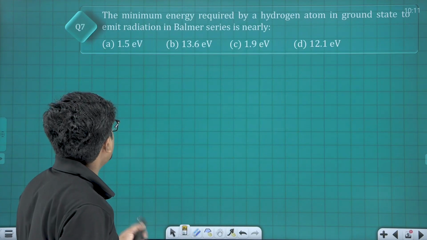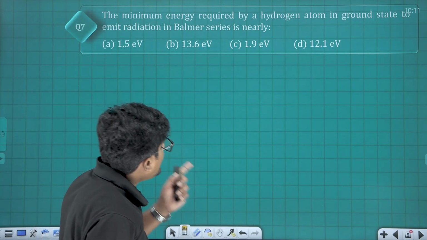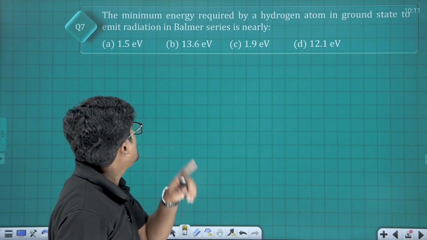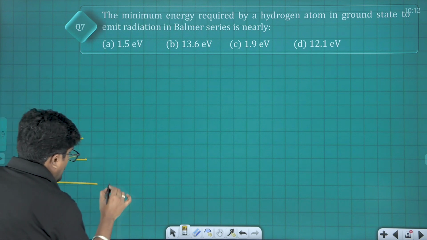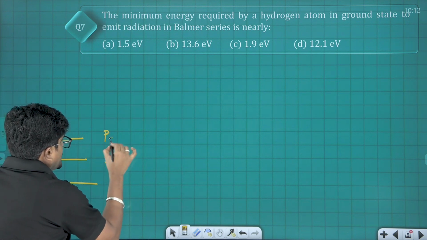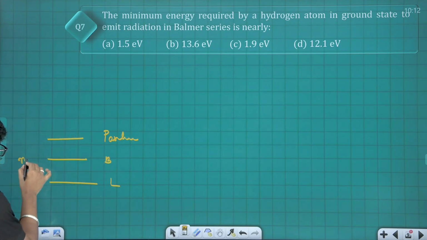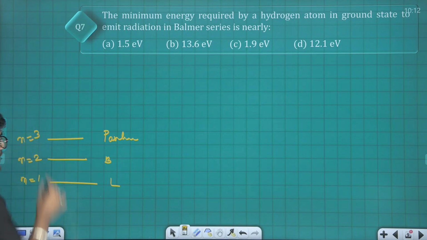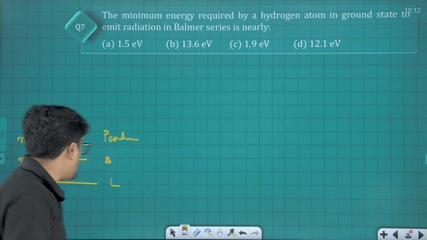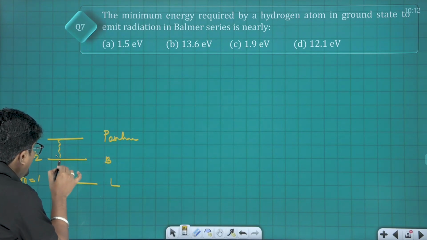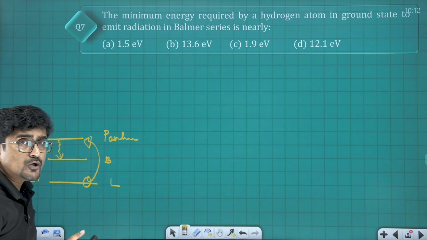Alright, next is question number 7. Question number 7 says the minimum energy required by hydrogen atom in ground state to emit radiation in Balmer series. Okay, so we know Lyman, Balmer, Paschen. Here this is n equal to 1, here n equal to 2, and here n equal to 3. And we need the radiation in Balmer series. So to have the radiation in Balmer series, at least the electron needs to be taken from n equal to 1 to n equal to 3. I repeat, n equal to 1 to n equal to 3.